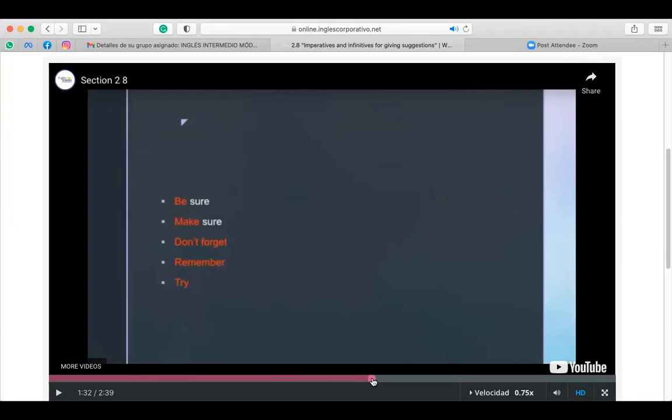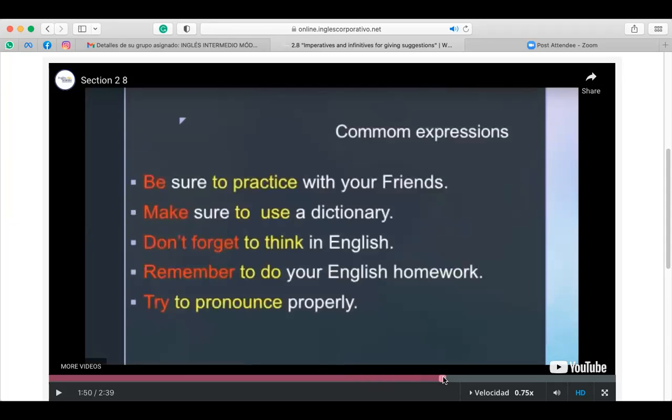Try, trata. Y de ahí podemos ver, por ejemplo, expresiones comunes como be sure to practice with your friends. Asegúrate practicar con tus amigos. Recuerden que el infinitivo se forma con la preposición to antes del verbo, que en este caso es practice. Y se traduce solo como practicar, una sola palabra.